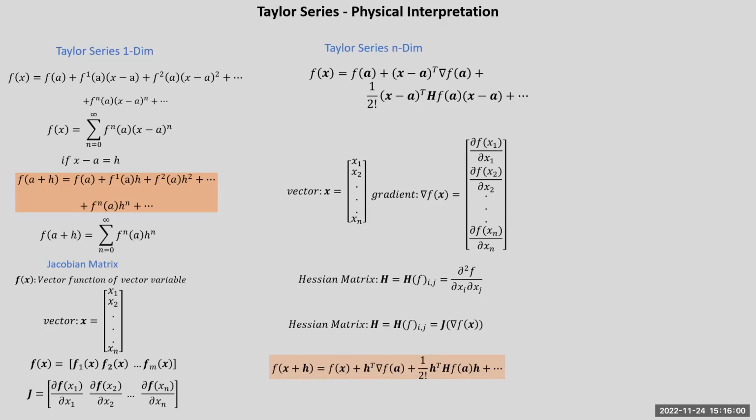Now similarly, this expression can be expressed in another form of representation, that is f of x plus h is equal to f of x plus h transpose gradient of f of a plus 1 by 2 factorial into h transpose into Hessian matrix of f of a into h. So this is the same concept we applied in one dimension. Now we'll see some simple applications of Taylor series.